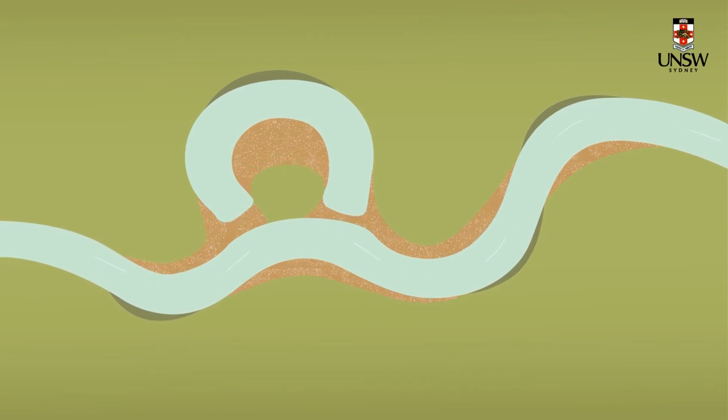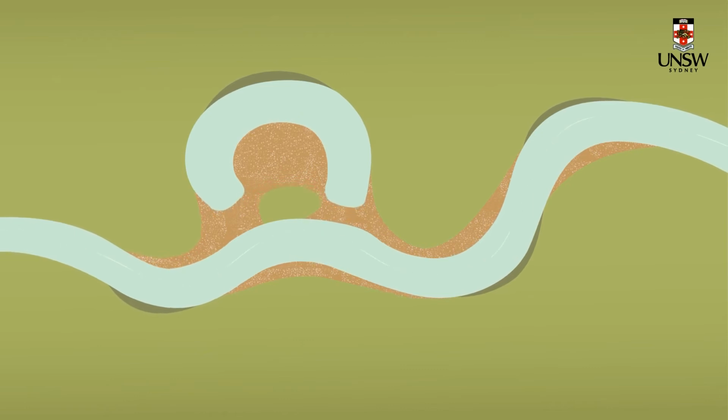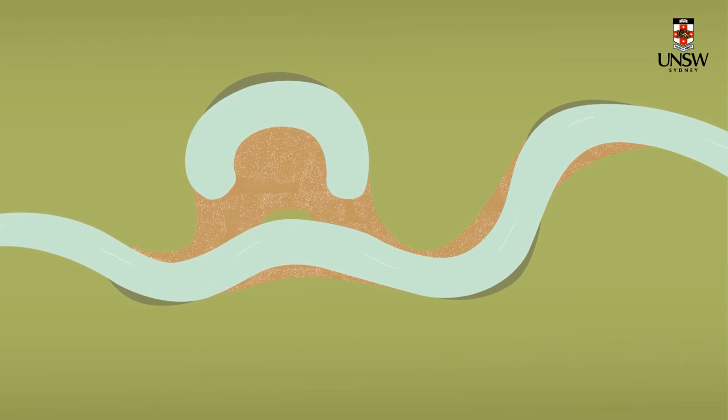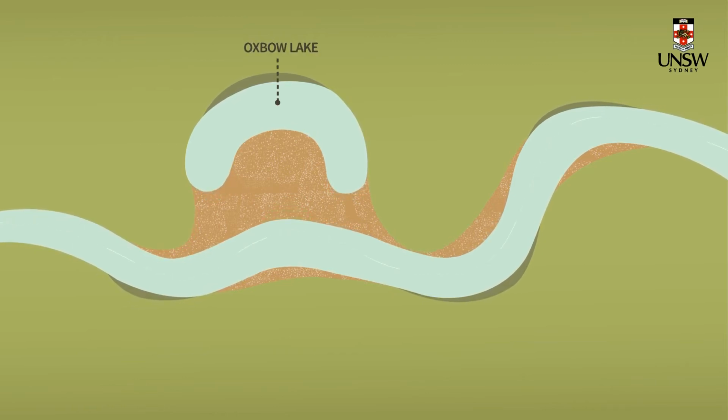When flooding occurs, large quantities of water come down the river. Rather than travelling around the meanders, the water cuts across them. This results in a section of the meander being cut off. This is called an oxbow lake. Within the lake, the suspended fine-grained soil is able to settle out.